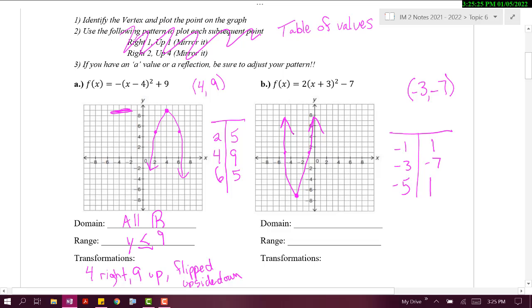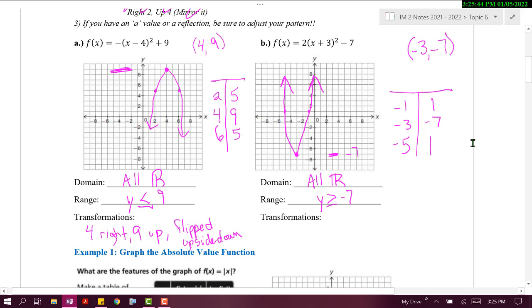All right, so domain, again, all real numbers. Our lowest point was negative 7, and all our values were greater than that, so we have greater than or equal to for negative 7. For the transformations, we did 3 left, 7 down, and narrow because of the 2 out front.